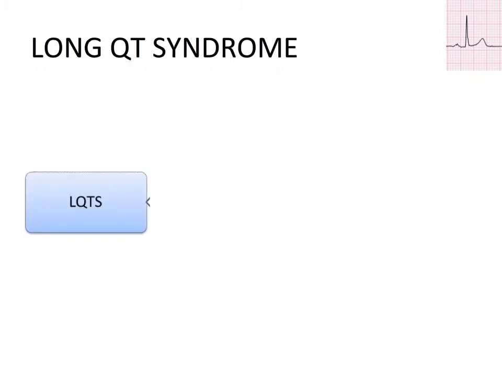Long QT syndrome is defined as having a prolonged QT interval. The precise number is age and sex dependent, but in general, postpubertal girls should have a QTC less than 460 milliseconds, and postpubertal boys should have a QTC less than 450 milliseconds. A good rule to remember is that anyone with a QTC longer than 470 milliseconds should be seen by cardiology urgently in the ED, regardless of presenting symptoms.